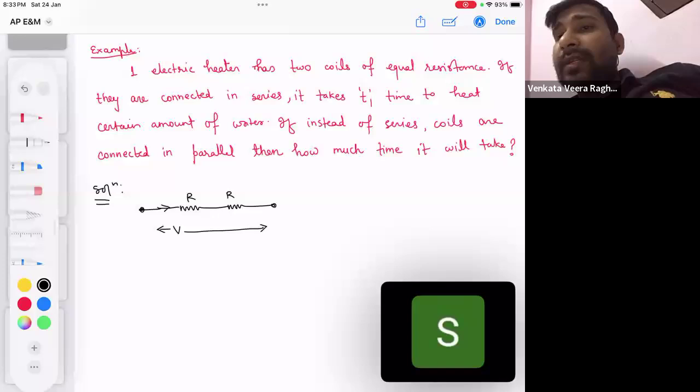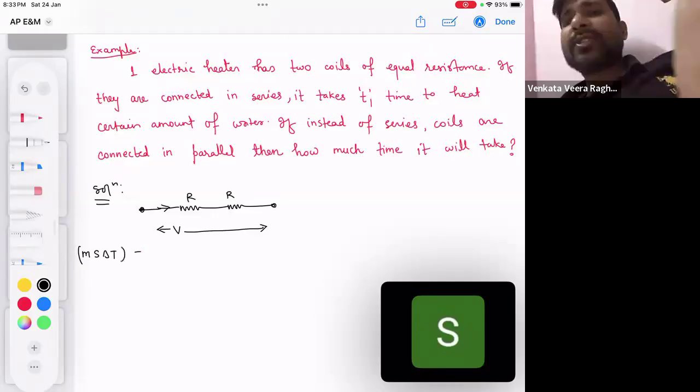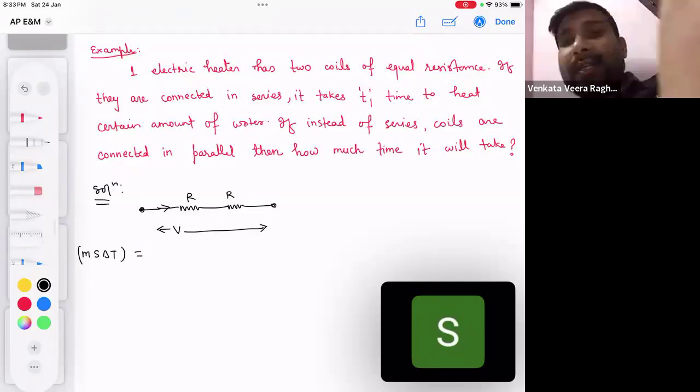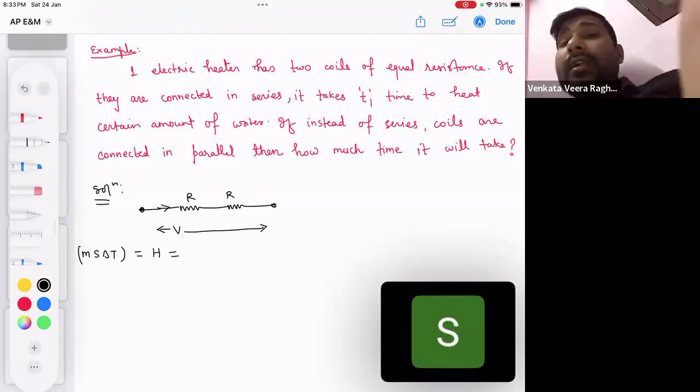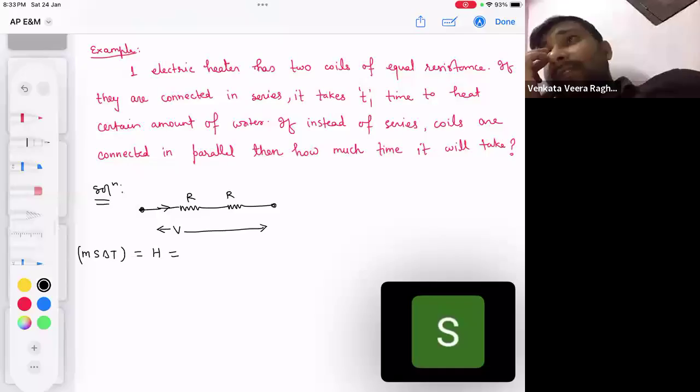So how much heat will it develop? In thermodynamics heat transfer, you will learn this concept: heat required to increase the temperature of any substance by delta T is ms delta T. But that is not needed to solve this particular question. Tell me which formula I should use here: I square R, V square by R, or V into I?